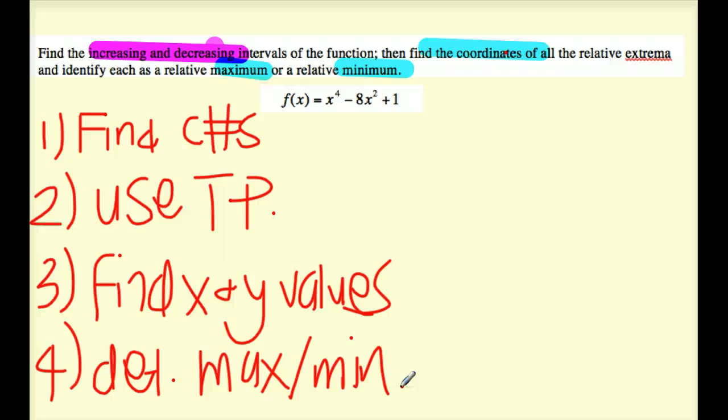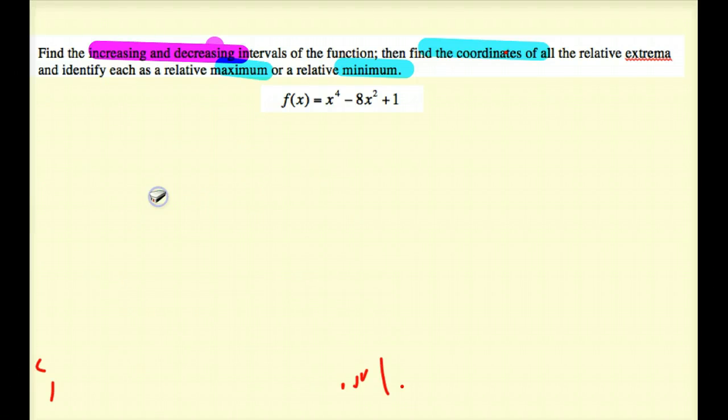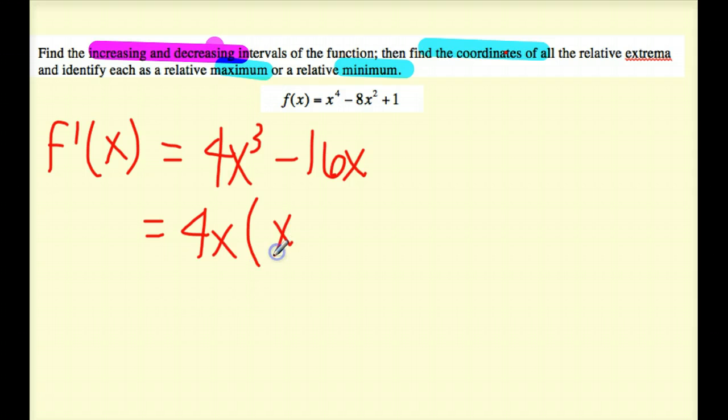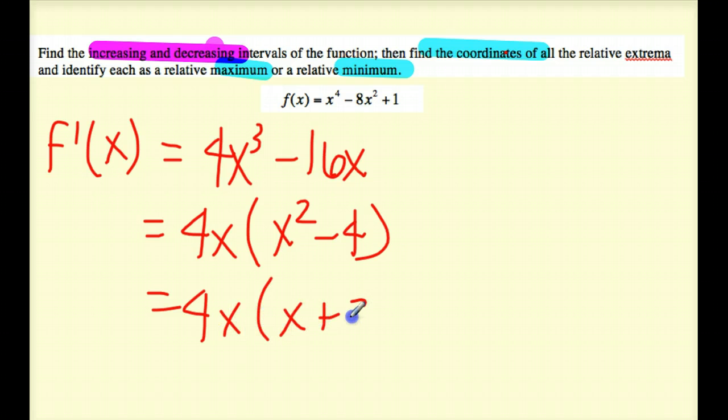I'm going to erase this section just so I have some room. Okay, the first step was to find the critical points. Just like our previous lecture, the critical points are when I set the derivative equal to 0. First let's find the derivative. I get f prime of x equals 4x cubed minus 16x. To set this equal to 0, let's factor. I pull out a 4x and get x squared minus 4, which factors into x plus 2 and x minus 2.